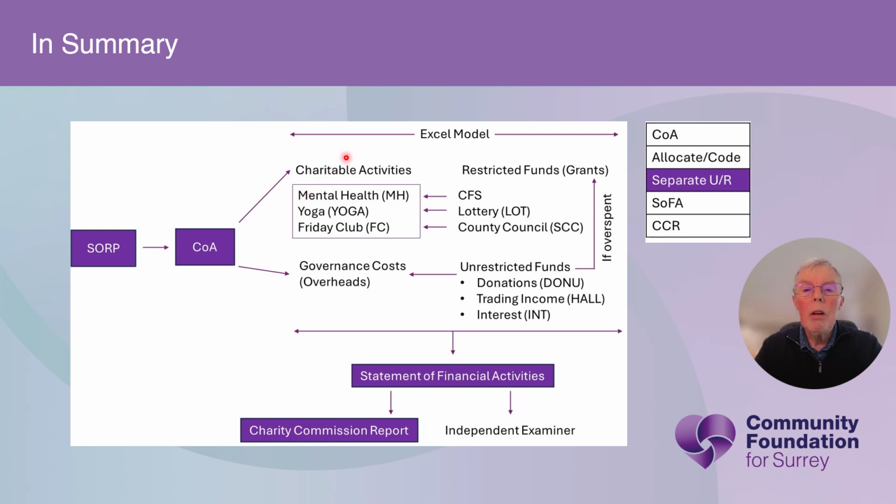And here's your Excel model or another spreadsheet. You have charitable activities as defined in your chart of accounts. So you may well have a mental health program, in which case you can code it MH. You may have a club for yoga, in which case you can code it YOGA. You may have a Friday club for teens, in which case let's code it FC.